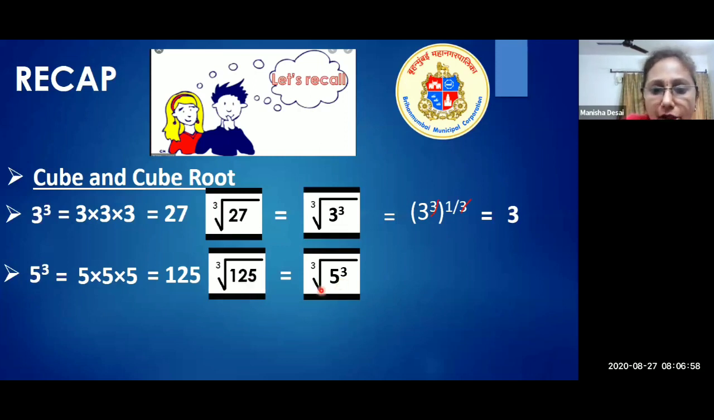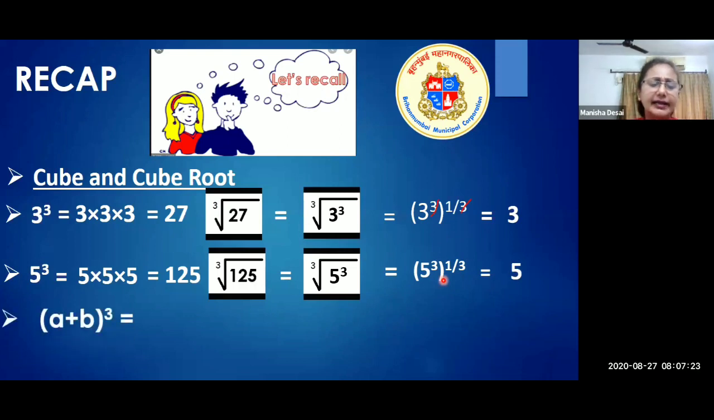Now, this cube root sign is also written as raised to 1 upon 3. So we are going to write cube of 5 raised to 1 upon 3. Again, this 3 in the denominator and this 3 in the numerator will get cancelled. So what will remain is 5 raised to 1, which is equal to 5. So we can say that the cube root of 125 is 5.